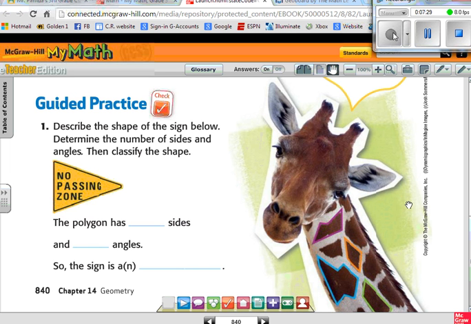Look at the guided apprentice. It says, describe the shape of the sign below. Determine the number of sides and angles, then classify. So first I have to count them. How many sides does this have?